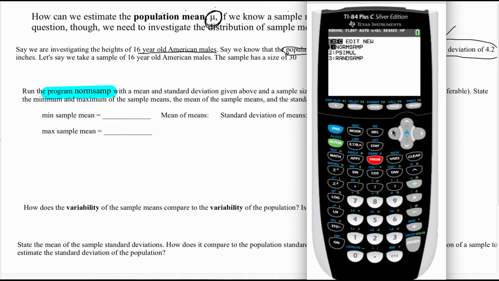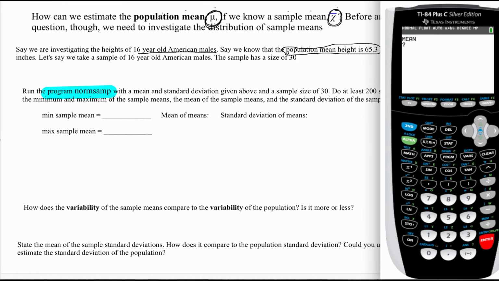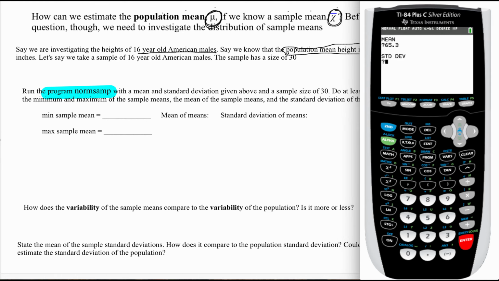So on my calculator, if I go into program, I've got 3 programs here, all of which we're going to use over the next few days. The first one is sampling of norms. So I'm going to choose number 1, and we're going to run this program. So it's asking me right now, okay, you want me to sample a whole bunch of normals? So what's my mean? Well, we're going to come back up here, and we said the mean was 65.3. See, it's asking for standard deviation because I'm sampling normal, right? Normal means it makes a bell curve. So my standard deviation was 4.2.